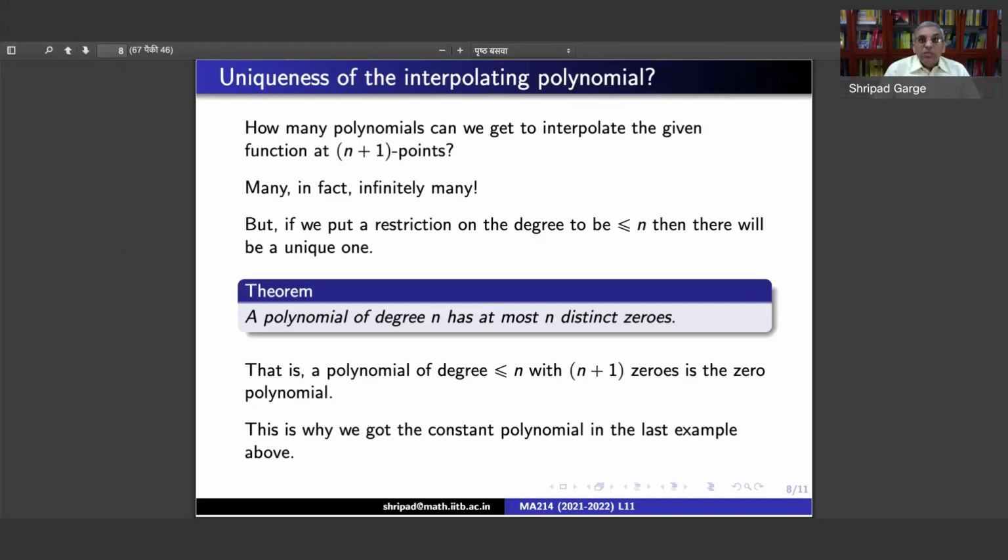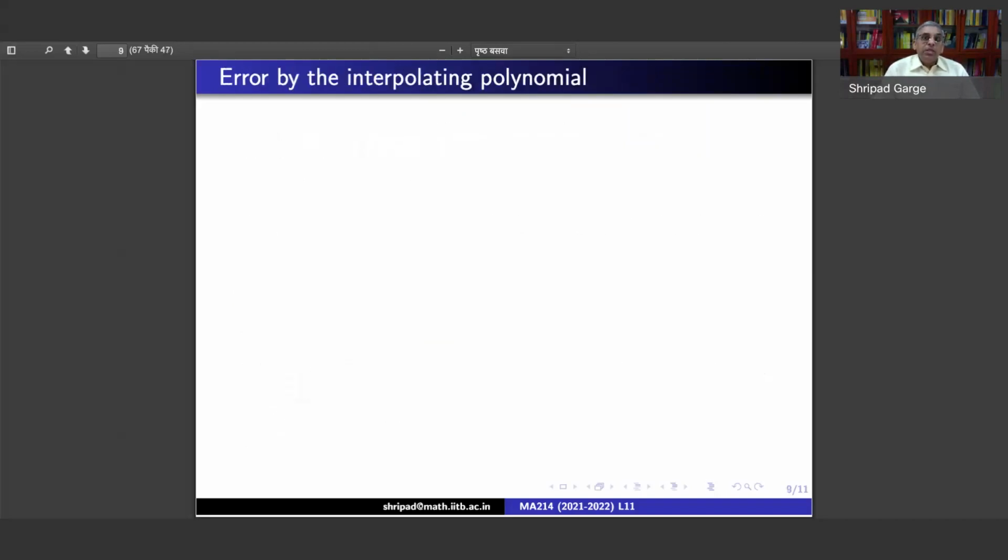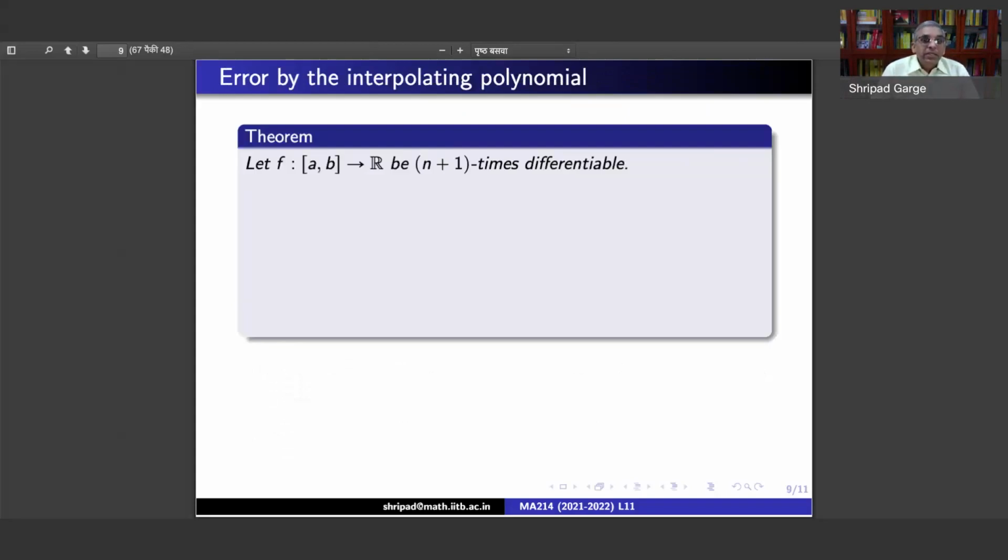Now we are going to study the error. There is bound to be error because you are getting a polynomial, whereas earlier you had some random function giving you the data on those n+1 nodes. So what can be the error? The formula for the error is a very nice, very pleasing formula, but there are some conditions that you are going to need.